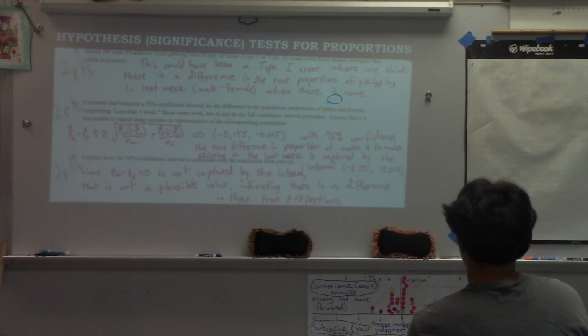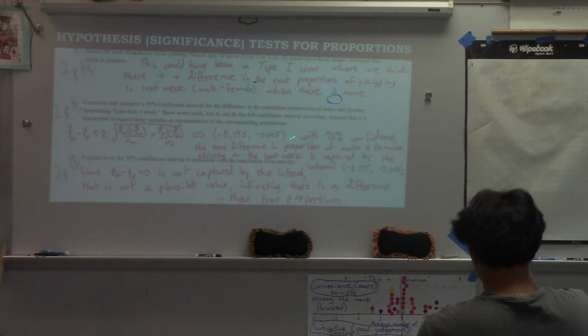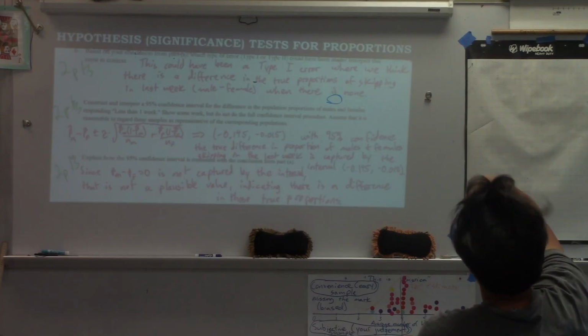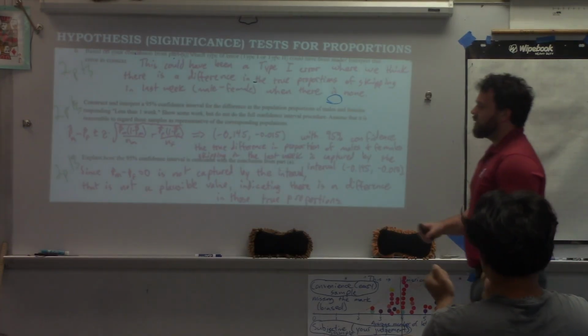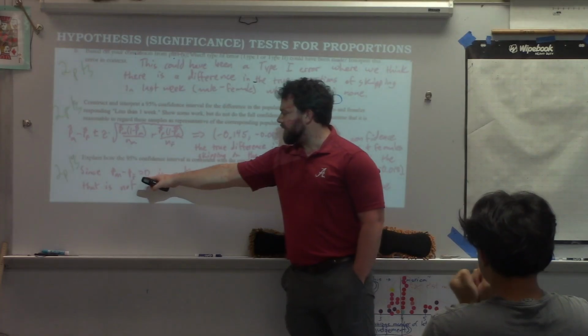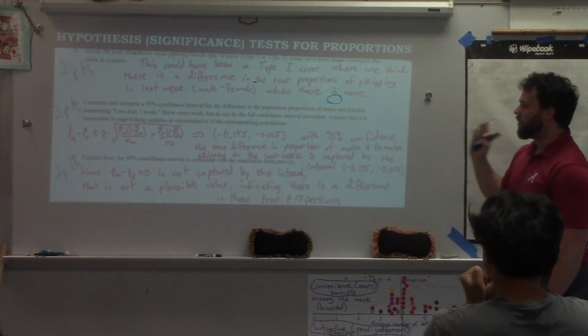So please notice, these are all of my what type of values? Plausible. You know what's not plausible then? Zero. Meaning we think there has to be a what between those two proportions? A difference, right? Since that value of 0 is not captured by the interval, that is not a plausible value.